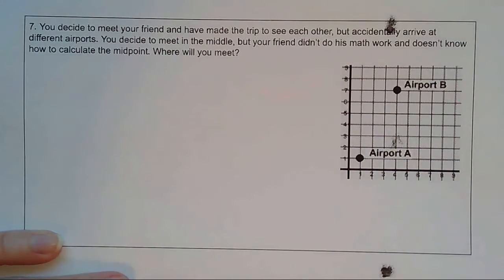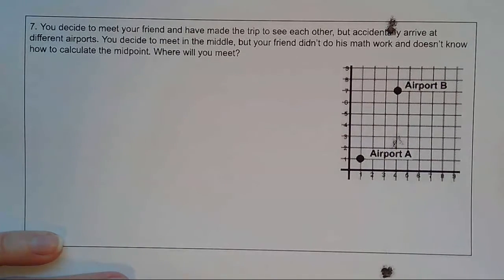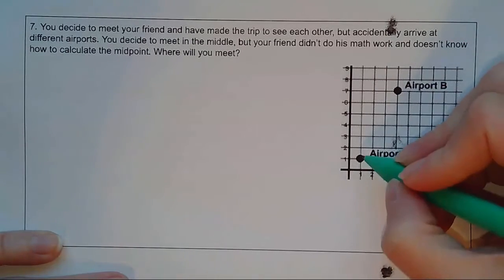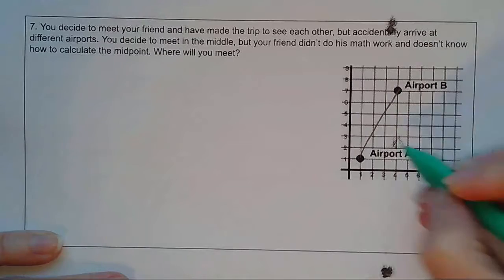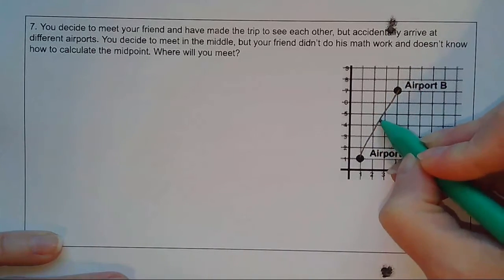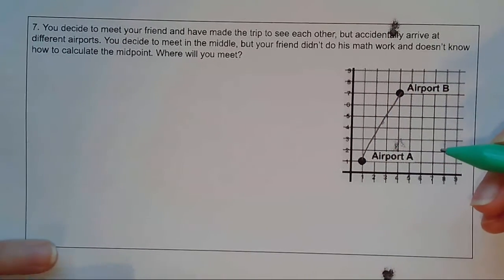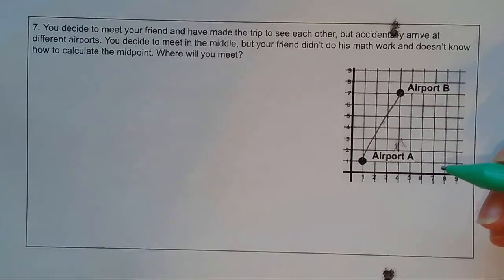So pretty simple question, just like the last one, except we just had a word problem behind it. You can't really do much craziness with midpoint. You literally have 2 points, you average them, and you go to the middle. That's it. So one of you arrived at airport A, one arrived at airport B. You're going to meet in the middle somewhere, which we just eyeball. I know I can just eyeball it and see it's somewhere right there. Maybe that's not perfectly exactly it, but it's somewhere right there.